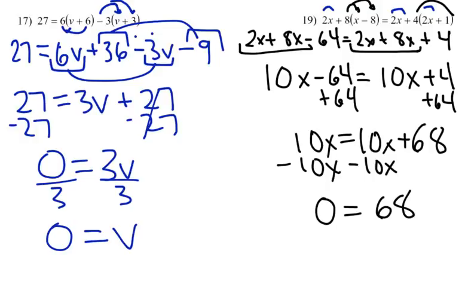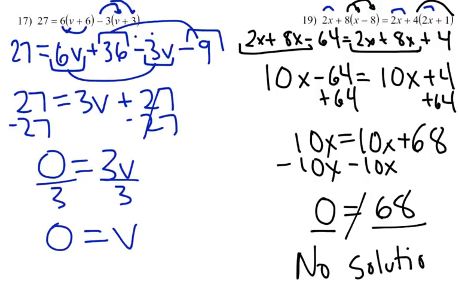Okay, sometimes we run into this where an equation actually doesn't work out. 0 is not equal to 68, so you would just write there's no solution. You can't solve this one. Doesn't work. Sometimes that happens.